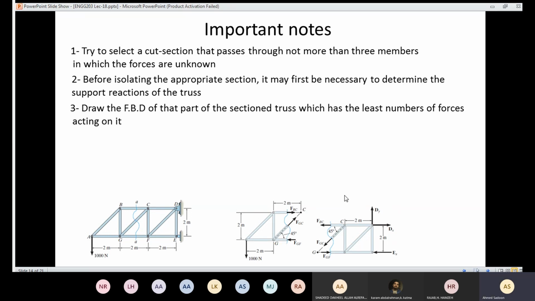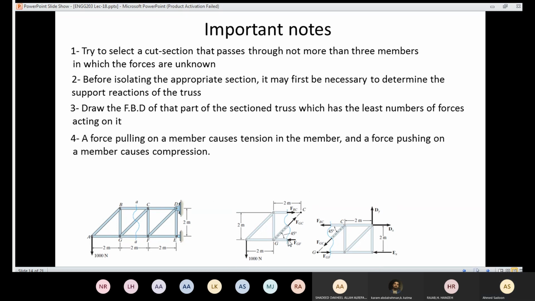Similarly here. Then in the left part I have only one force, and in the right part I have three forces. So which one is better? The least number of forces acting on the truss is the best option for me. Here I have three forces, which means a lot of calculation, but here it requires less calculation. So I'm going to choose this part.